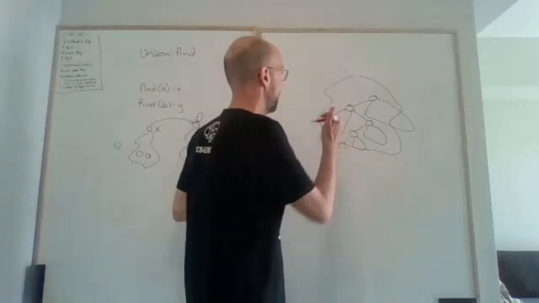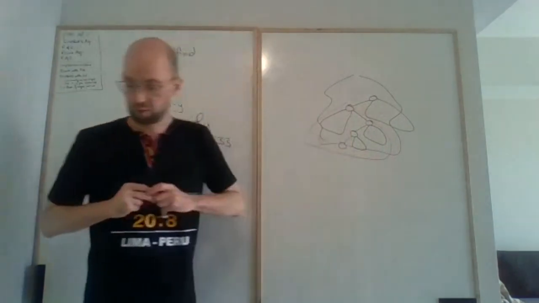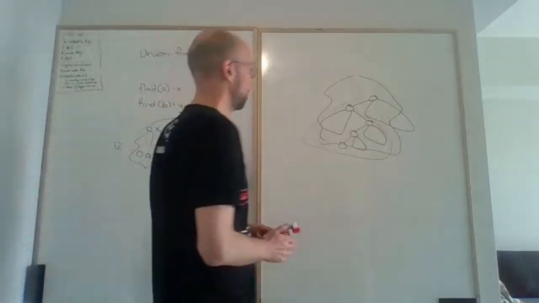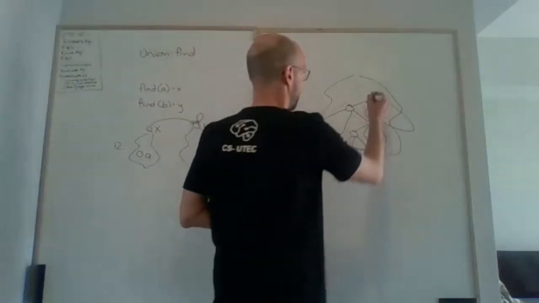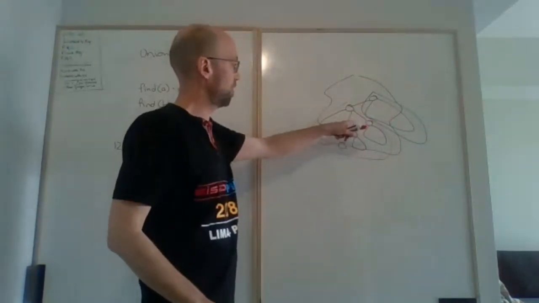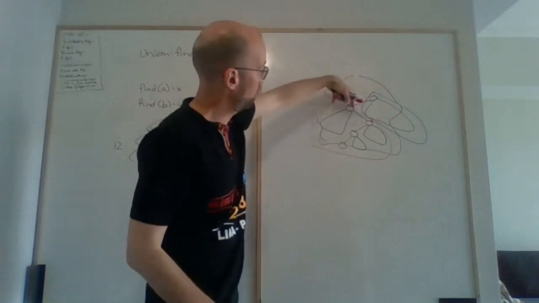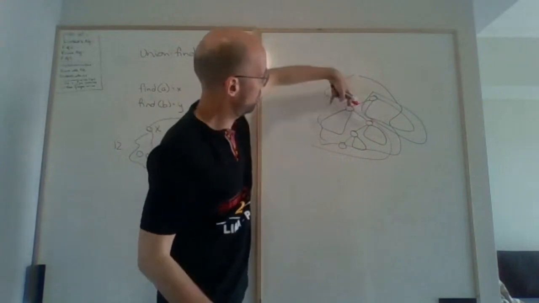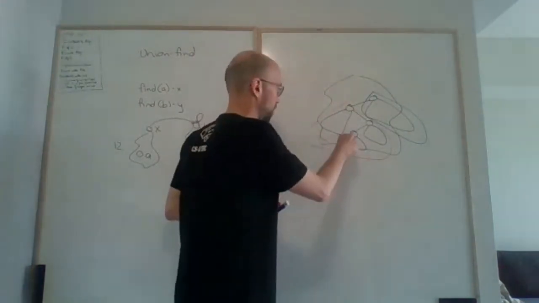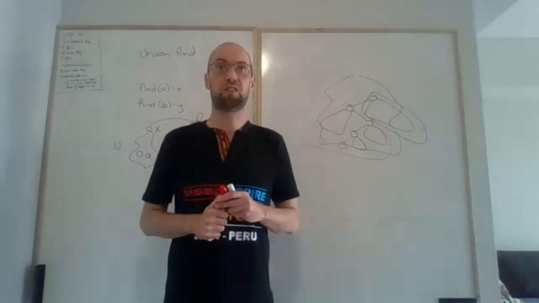So what can you say about this red subtree? What can you say about the size of that versus the size of this? Well, this has to be at least as large because you made this one the child of this one. If this were smaller, you would have made them the child of this one. So every time you go up from a node to its parent, you're at least doubling the size of the subtree.